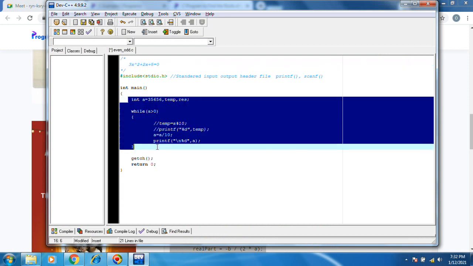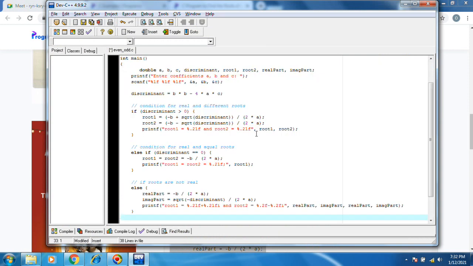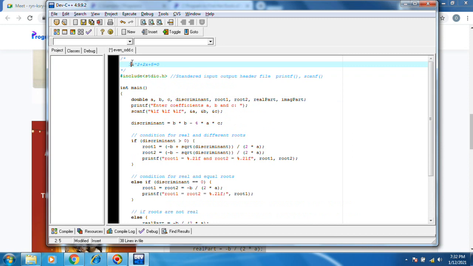I'm copy pasting as it is. I am doing the same equation, resolving the same equation. I want roots of this equation now. Then what shall I do? The a value will be 3, b value will be 2, c value will be 5. 3, 2, 5. That's what we will do.